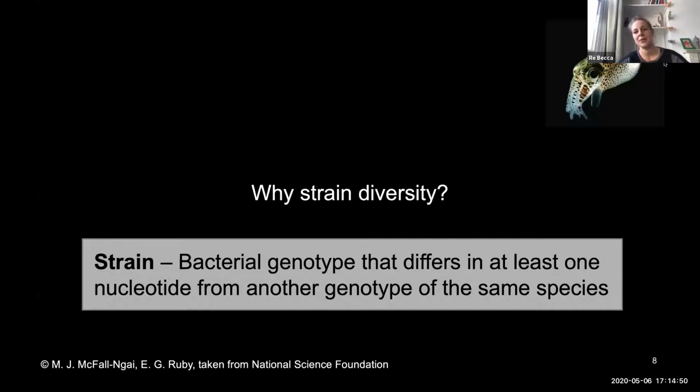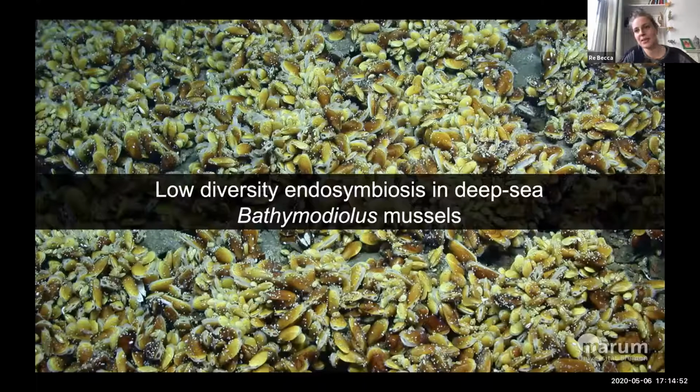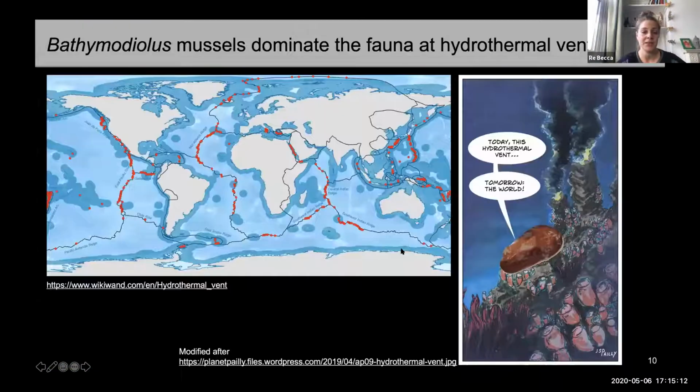However, I'm not working with squids, but I'm working with these beautiful animals that you see on the screen here. And this is a deep sea mussel of the genus Bathymodiolus that lives a couple of thousand meters deep on the ocean floor. These animals basically dominate hydrothermal vents and cold seeps throughout the oceans. And you can see here a map of all of the hydrothermal venting systems that we know up till today.